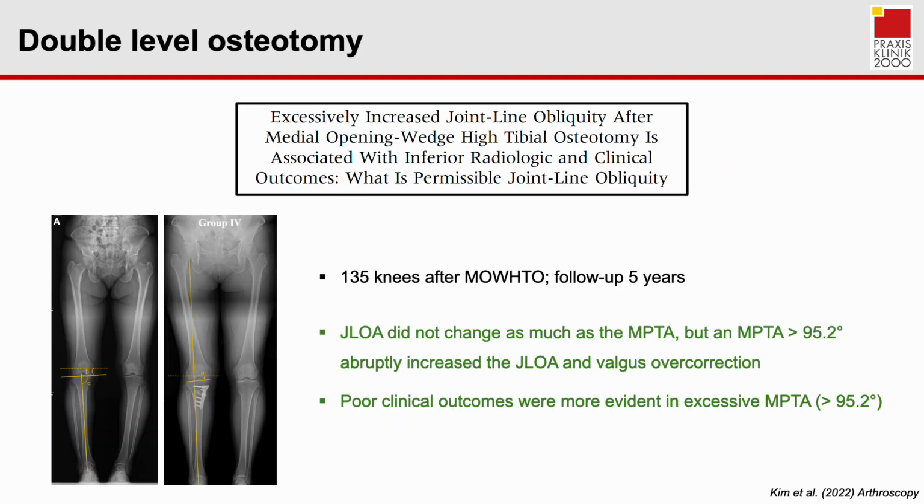This is another interesting outcome study in which the JLOA and MPTA were used. Key findings were that the joint line orientation angle did not change as much as the MPTA, but an MPTA of more than 95 degrees abruptly increased the JLOA and valgus overcorrection. Furthermore, poor clinical outcomes were more evident in excessive MPTA. So this study is another argument to use an MPTA of 95 degrees as a cutoff.